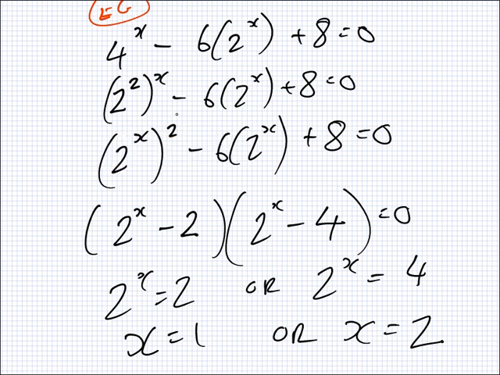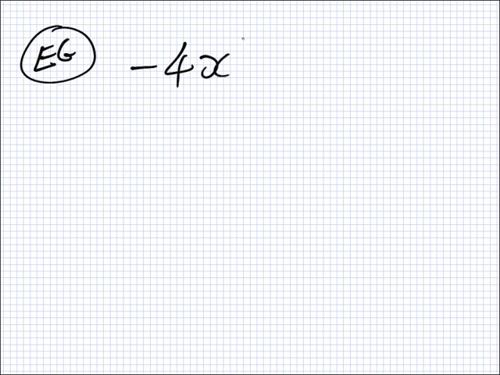Let's see. Next example. Let's see what you can do with this. Okay, let's see if anyone can get this. Minus 4x to the power minus 7 over 6 equals minus 7x to the power 3 over 4. Give that a go.